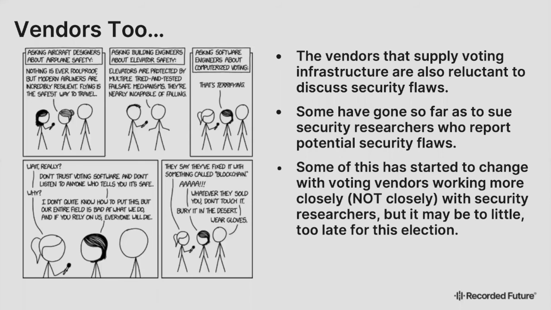And I also do want to say that a lot of the vendors that supply voting infrastructure are also reluctant to discuss security flaws. In fact, we've seen some that have gone so far as to sue security researchers who report potential security flaws. Now, again, we've seen some of this starting to change with some voting vendors working more closely, not closely, need to emphasize that, but more closely than before with security vendors. Coming down from suing isn't necessarily working closely, but it does mean that there's at least an openness there. And I think that's good. Certainly it's too little too late for this election, but going forward, we have future elections that we need to secure and worry about.